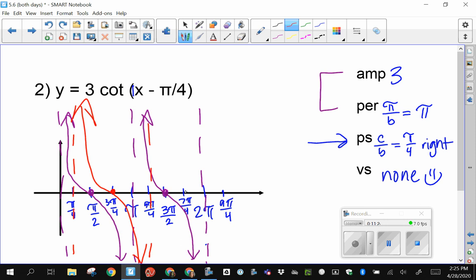Here's my intercept. I need to move that over pi over 4 units. I need to take my asymptote, also move that over pi over 4 units. Okay, there we go. There's your cotangent transformed graph. We're going to stop there, get you guys some practice on those, and then we'll move on to the rest of the reciprocal trig functions in the next video.